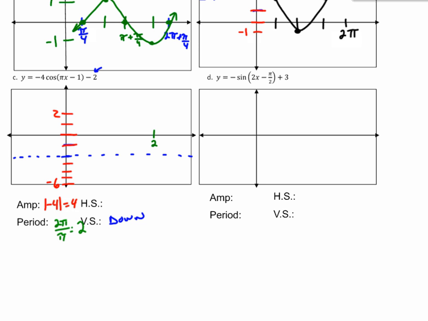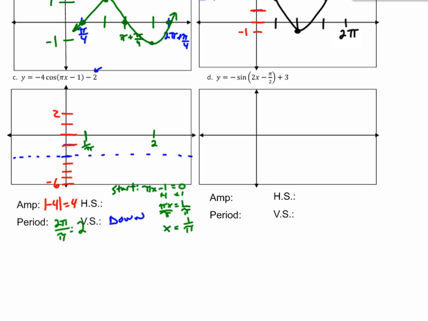So now I'm going to find my horizontal shift by doing my starting point. I'm going to do pi x minus 1 equal to 0. So I add 1 to both sides. Pi x equals 1. Divide by pi. X equals 1 over pi. And so now this new starting point is at 1 over pi. So I need to place that on here. 1 over pi is my new starting point.